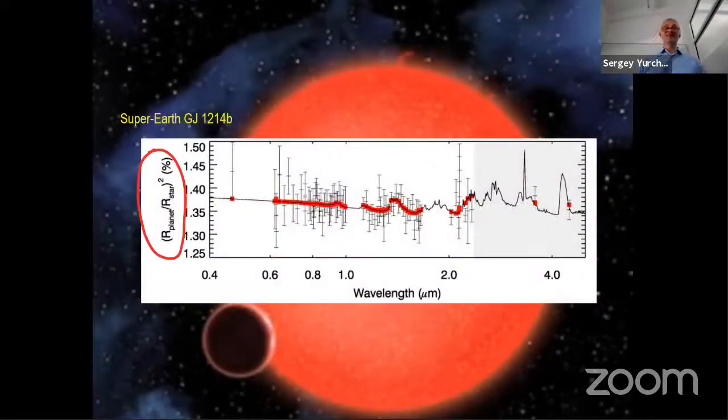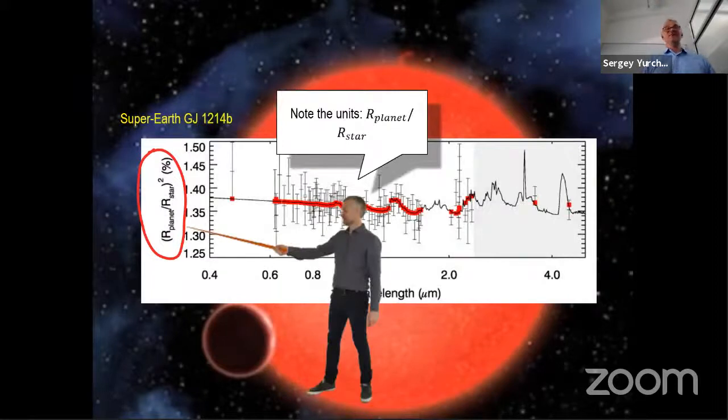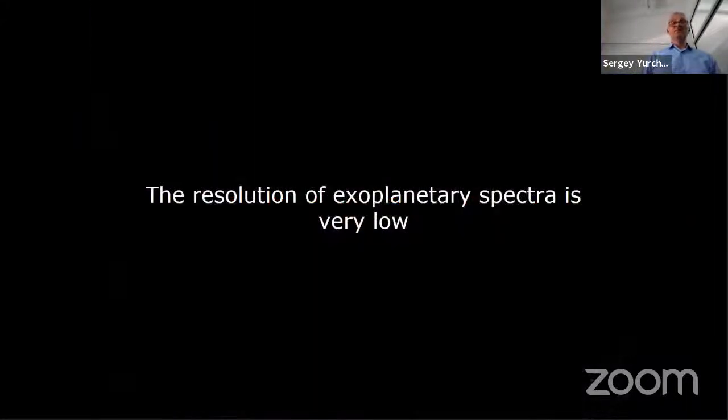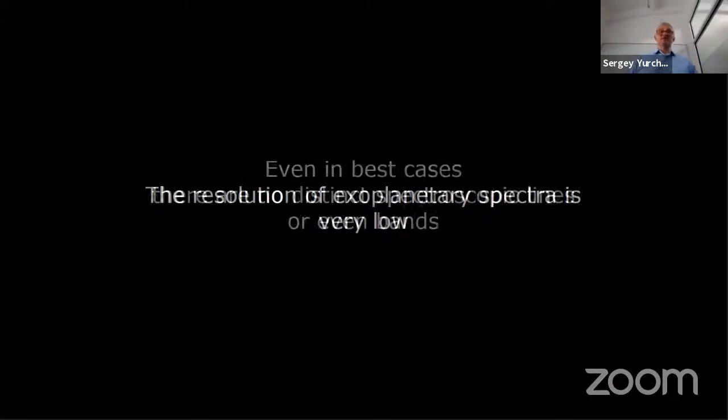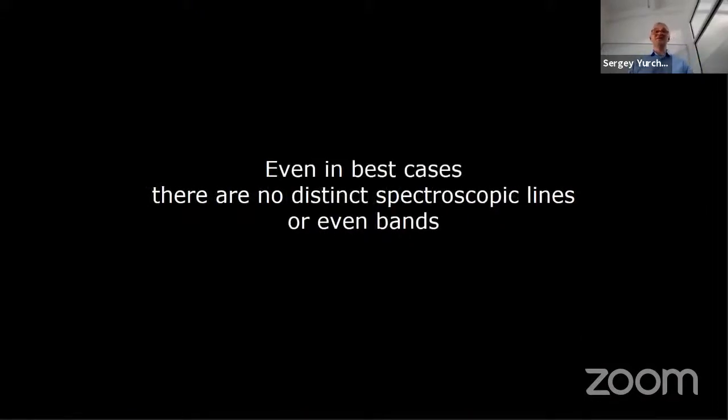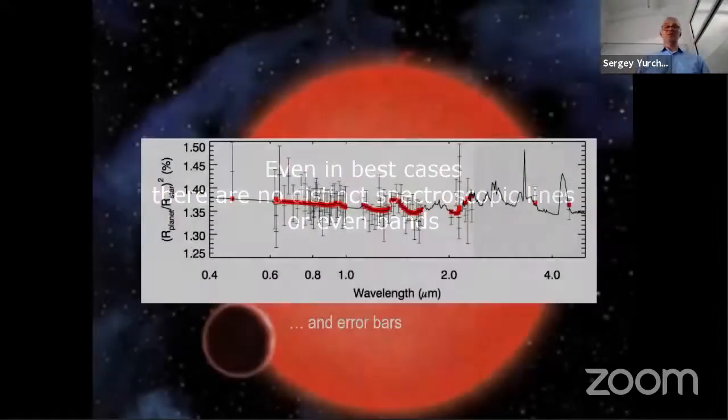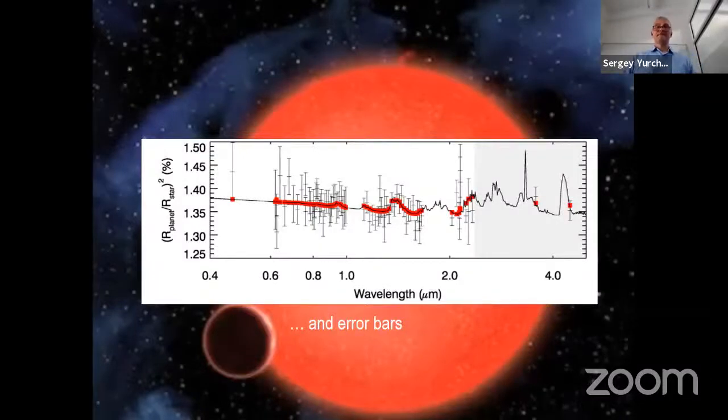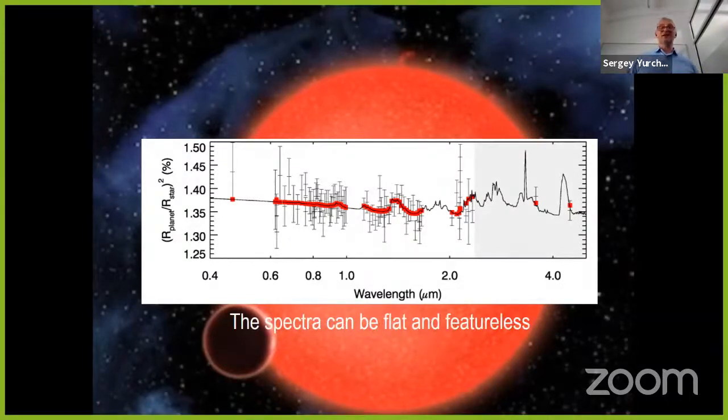And that gives us an exoplanetary spectrum. It typically looks like that. Just look at the y-axis. It's the ratio of the planet radius to the radius of the star, which is not what spectroscopists are used to. And the resolution of exoplanetary spectra is very low. Even in the best cases, there are no distinct spectroscopic lines or even bands. The error bars are also big, and the spectra can be flat and featureless.